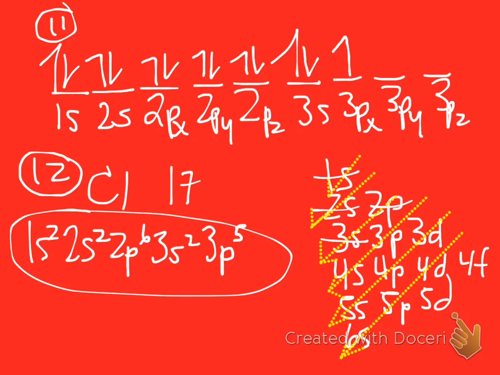And I find just going through the subshell diagram and kind of checking them off as you fill them is helpful. And it's better than drawing all the orbitals in every single electron.